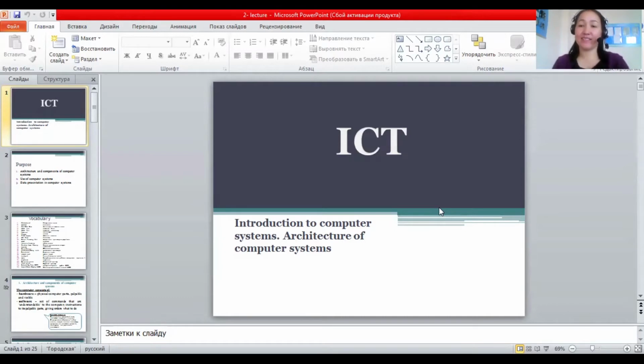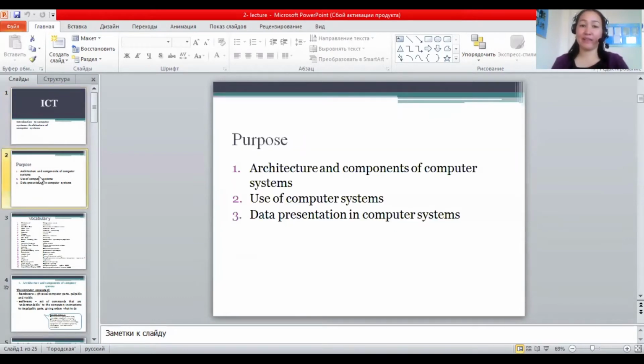Today is our second lesson, Introduction to Computer System, Architecture of Computer System. Let's start, my students. Today our plan is the architecture and the components of computer systems, and data presentation in computer systems. These are our plans today. I will really help you, so it is understood for you. Let's start.